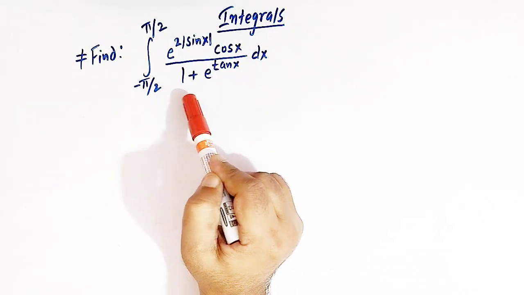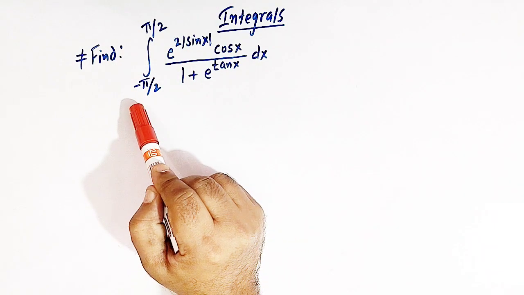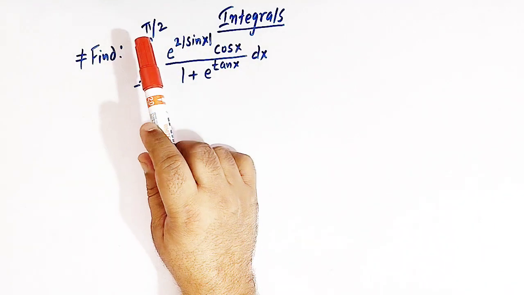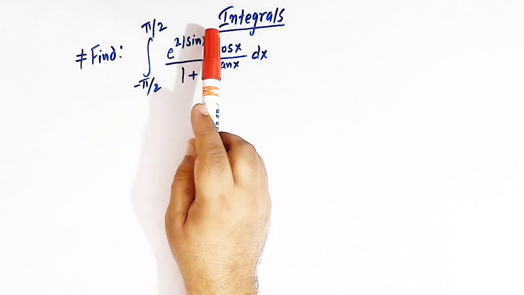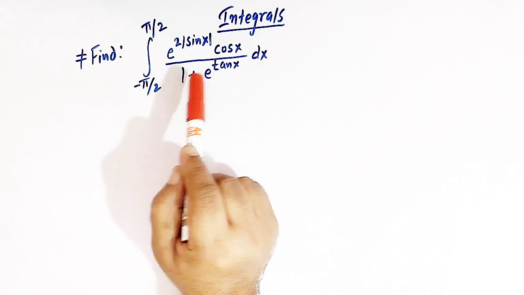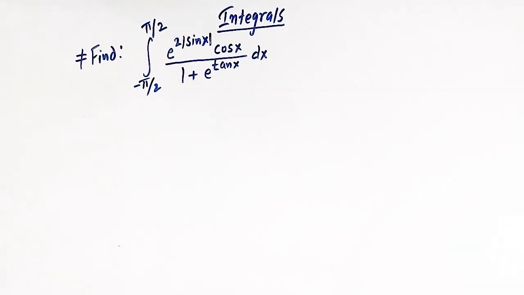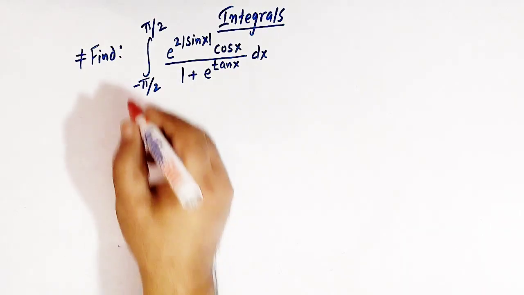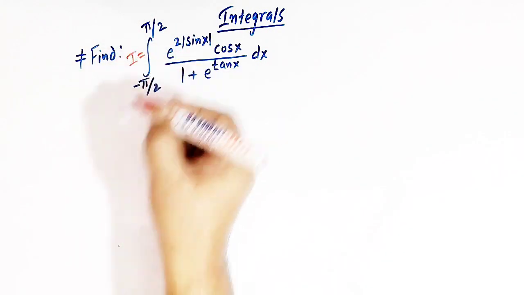So here we see that the lower limit is minus pi by 2 and the upper limit is pi by 2, and the mod function is also involved in this integrand. Here we'll see how, by making use of the properties of definite integrals, we can solve this problem. So let us start. Let us call this integral I.